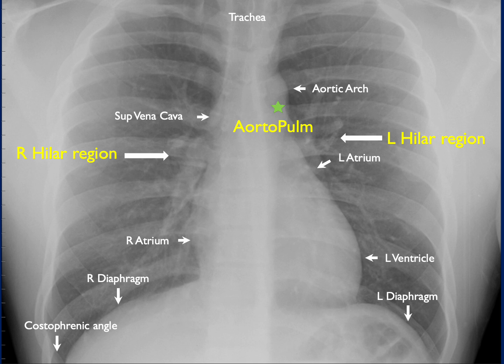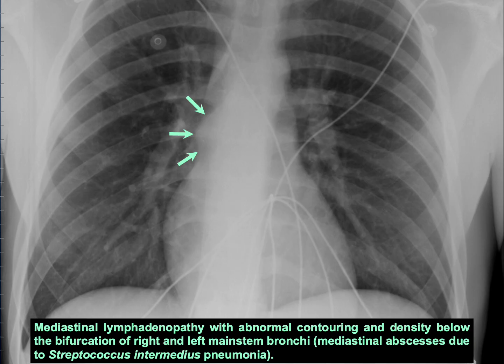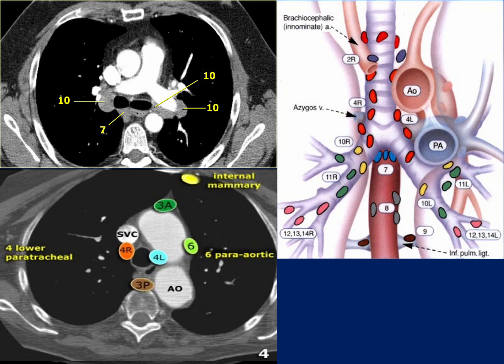The most common ones of these are the hilar regions, left and right hilar, and the aortopulmonary nodes, which would appear on those areas on the X-ray. This is an X-ray showing a mediastinal lymphadenopathy depicted by the green arrows. You can see clearly that it's enlarged, or larger than it was on the previous X-ray.